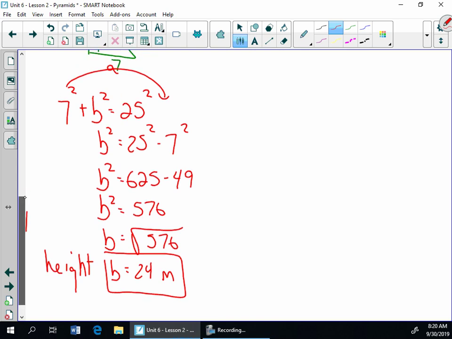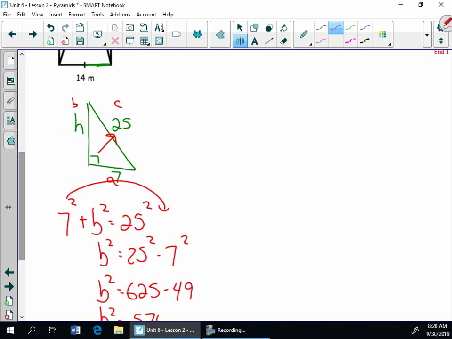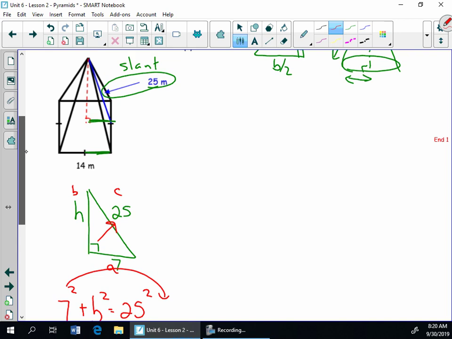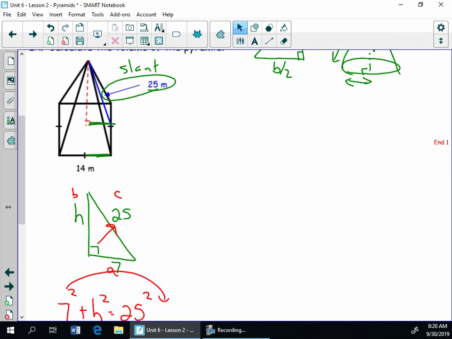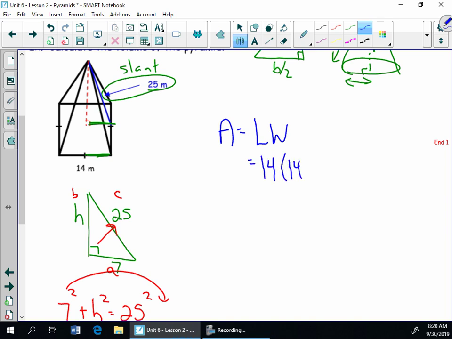So back to our question now. We got ourselves ready to do the question. What was the question? Well, let's find the volume. So to find the volume, I need my base. It happens to be a rectangle, a special one, just a square. 14 times 14 is 196.